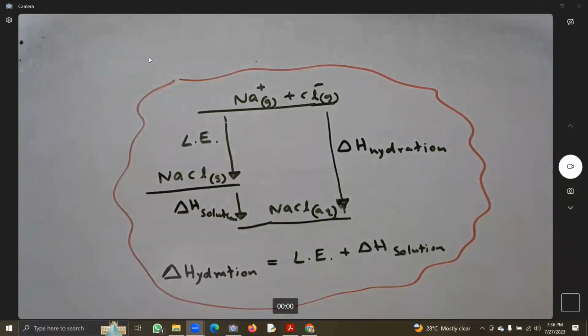So the topic is revision. Today we are doing revision of the chapters we have done: mainly the Born-Haber cycle, this, and rate of reaction. Order of reaction, those topics.